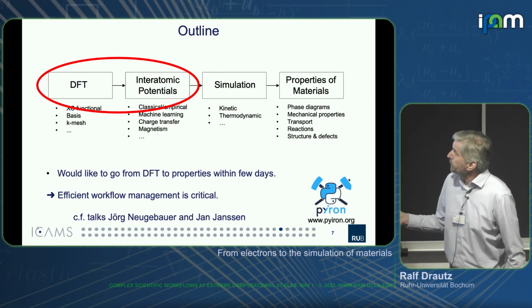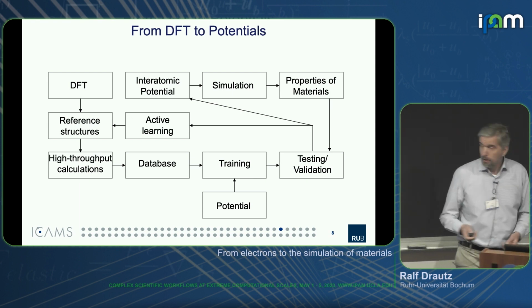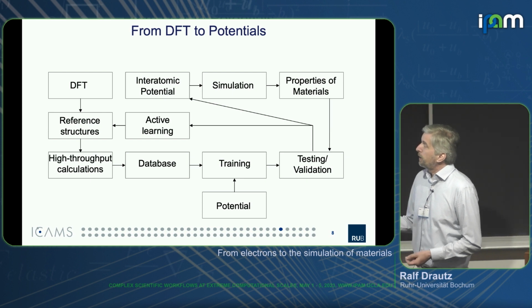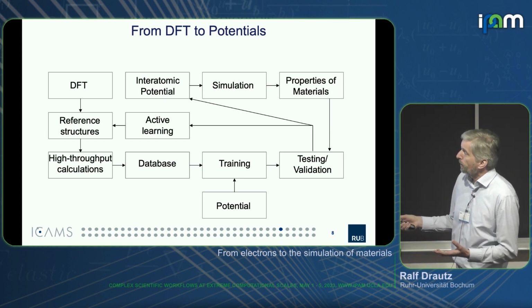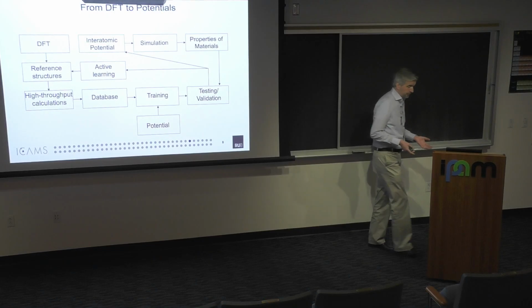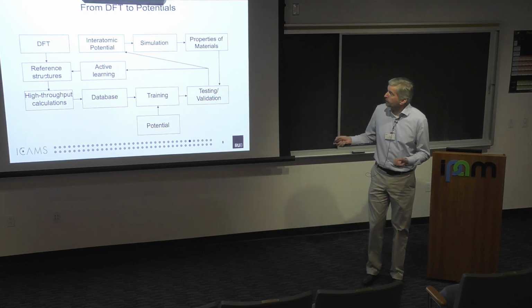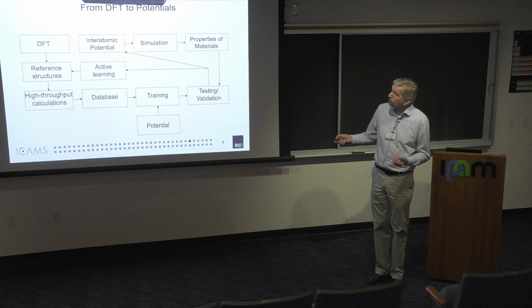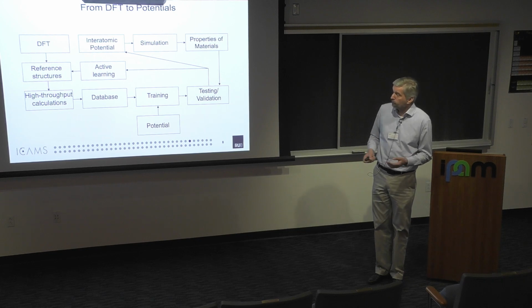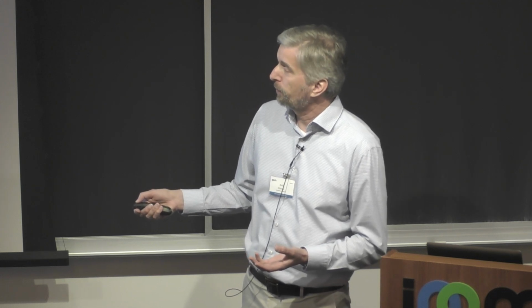Now, if you go from DFT to interatomic potentials, you typically don't do this in one step, but this already is a workflow. You take your DFT and bring it together with some reference structures. There are already choices that need to be made here. Typically, people use reference structures that they collect from some databases. But if you look at work from Danny Perez, for example, he came up with more clever ways of sampling reference structures based on entropy maximization. So you take these reference structures, let's say tens of thousands, put them in high-throughput DFT calculations and generate a database.